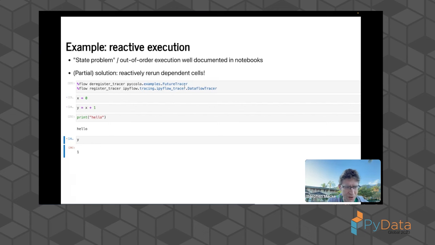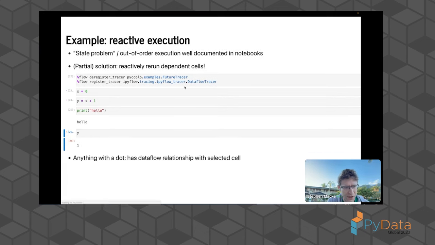With the IPyFlow kernel, which is what this is running on, the way this works is when I have a particular cell selected, anything that has a dot next to it has a dataflow relationship with the selected cell. So in this case, y has a dataflow relationship with this cell y equals x plus 1, as well as this cell x equals 0. And in particular, you may have noticed some of these dots are purple, this dot is orange. What does that mean? Well, anything with an orange dot will also execute when the selected cell executes.